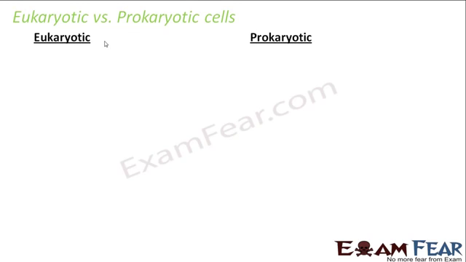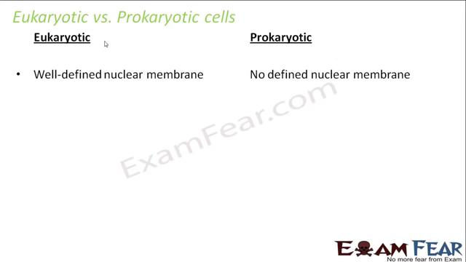So when I talk of eukaryotic cells, they have a well-defined nuclear membrane. For example, outside the cell, you have a cell membrane. Similarly, outside the nucleus, you have a nuclear membrane. So in eukaryotic cells, we have a well-defined nuclear membrane, whereas in prokaryotic cells, we do not have a defined nuclear membrane. That means in eukaryotic cells, you have a specific nuclear region where the nucleus is located. But in prokaryotic cells, you do not have a specific nuclear region because there is no defined nuclear membrane. So the contents of the nucleus are scattered here and there, right?